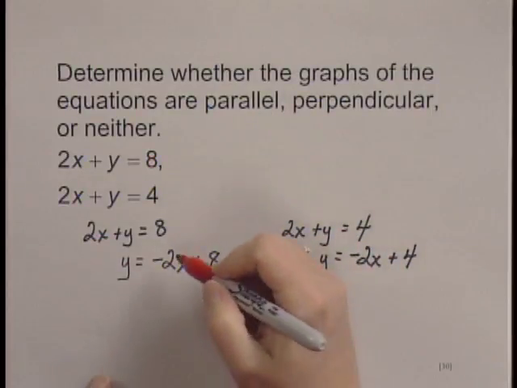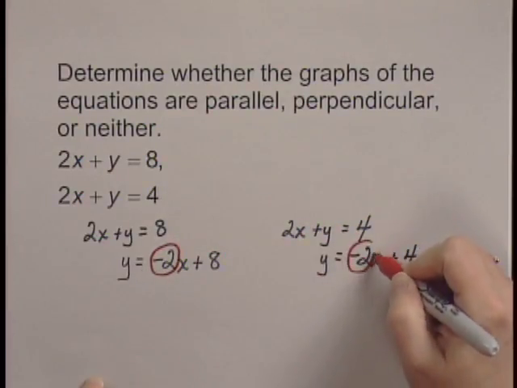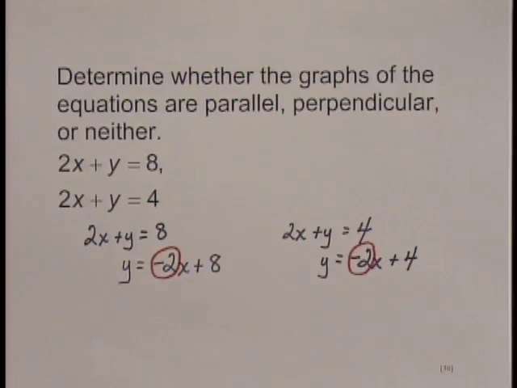Now, the graphs will be parallel if the slopes are the same. So we will look at the slopes first to determine if they're parallel. And we find out that the slope of each of the lines is -2. And that tells us that the lines are parallel unless they're exactly the same line.